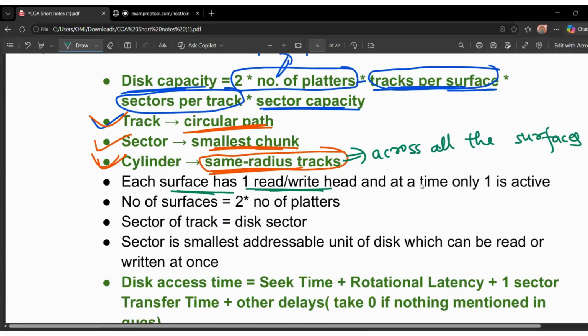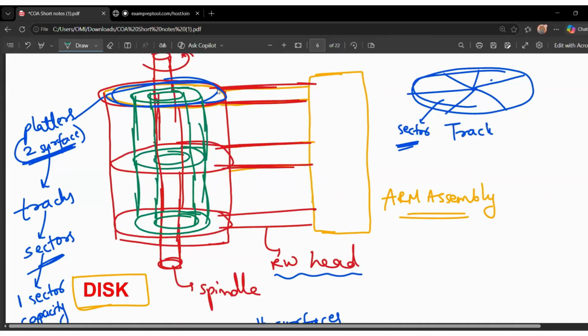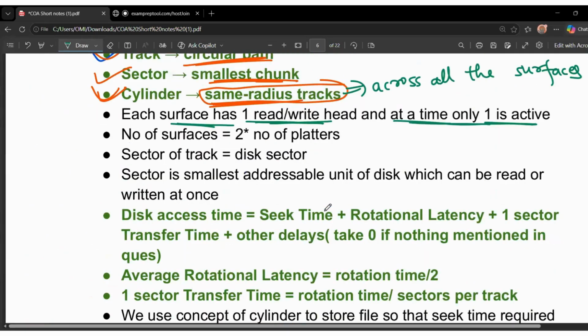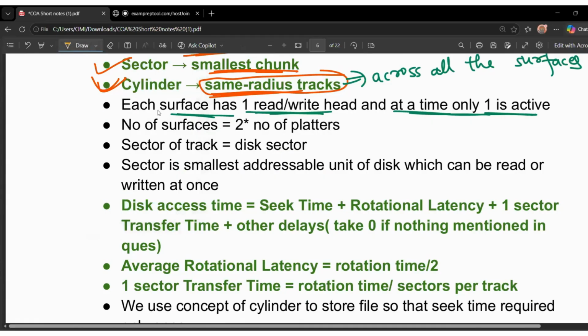Now, see, each surface has one read/write head, and at a time only one can be active, right? Here I have written 1, 2, 3, 4, 5, 6. There are six read/write heads, and at a time only one can be active. So now the next point is the number of surfaces will be 2 into the number of platters, right?